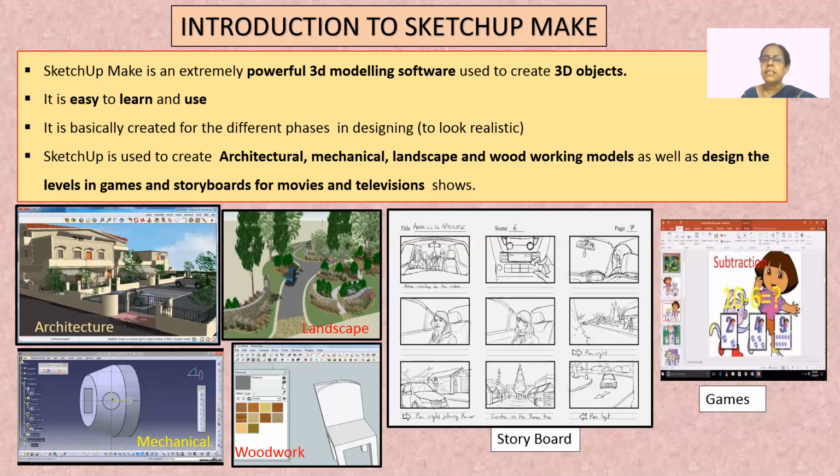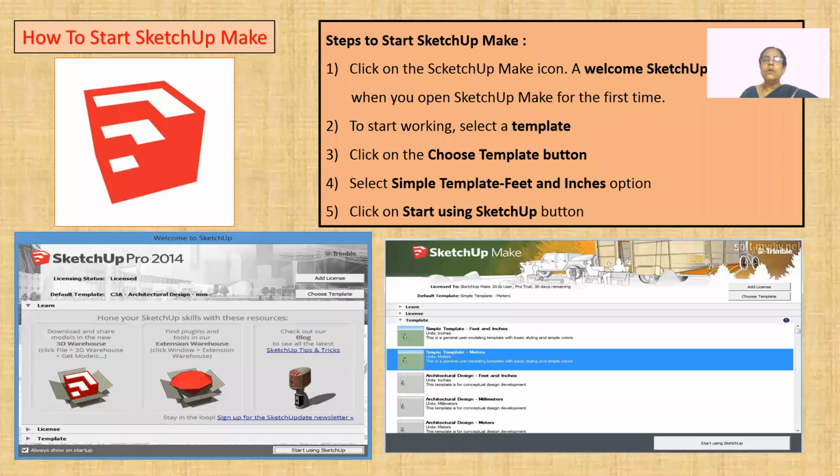So here there is a thing called subtraction. Your 10 minus 6, what is the answer? You need to choose. So gaming is done. So this is where SketchUp is used in architectural field to have an imagination of a beautiful landscape, to design mechanical objects like a car, design woodwork like furniture, create a storyboard or games. Okay, how do we start SketchUp?